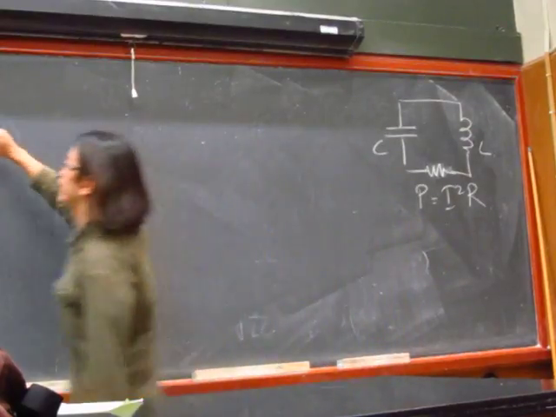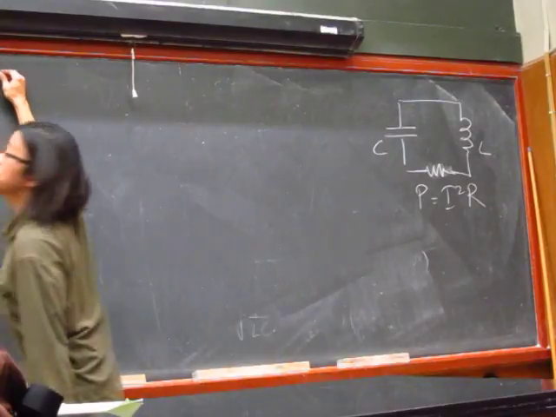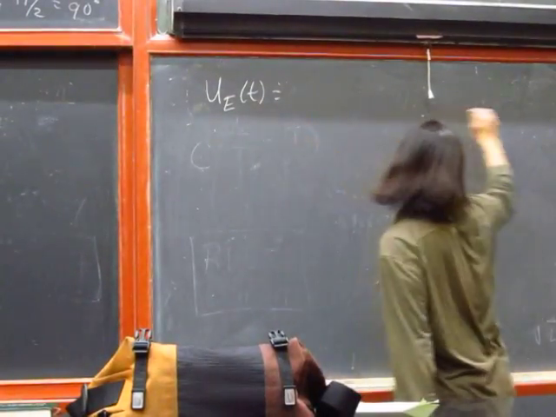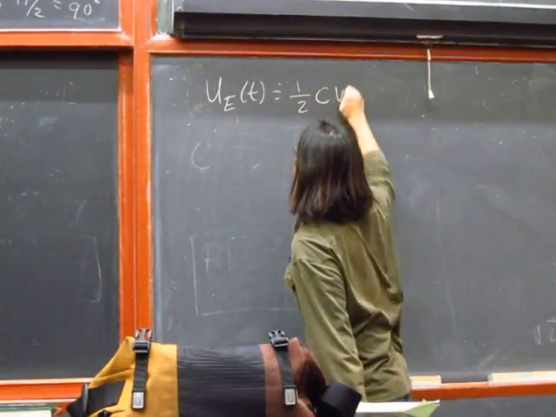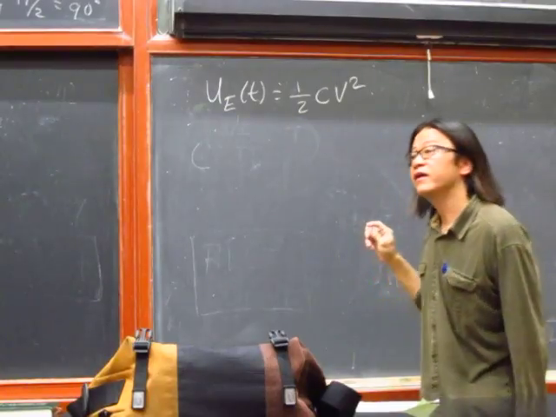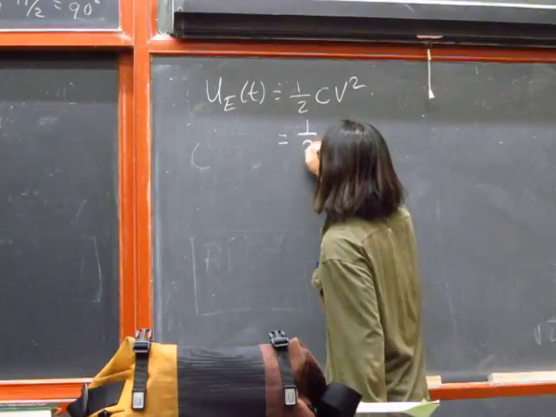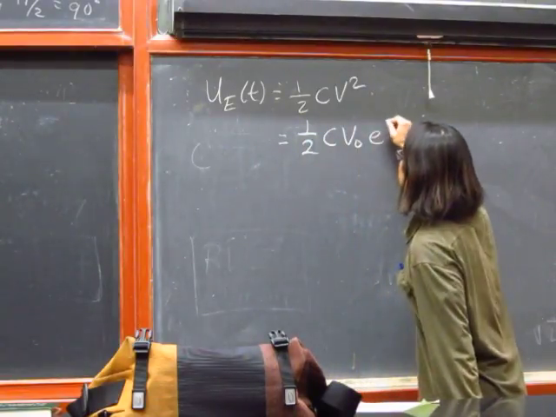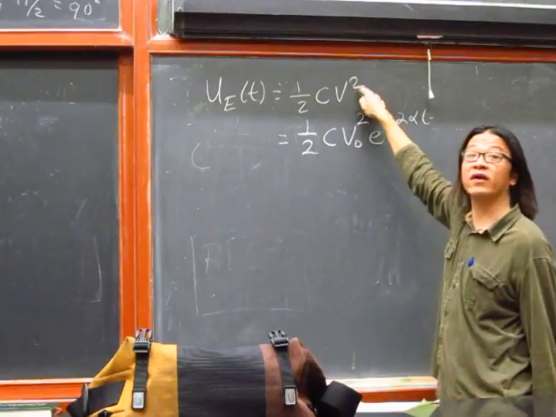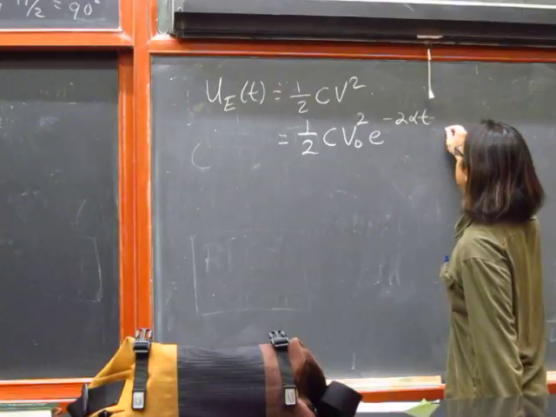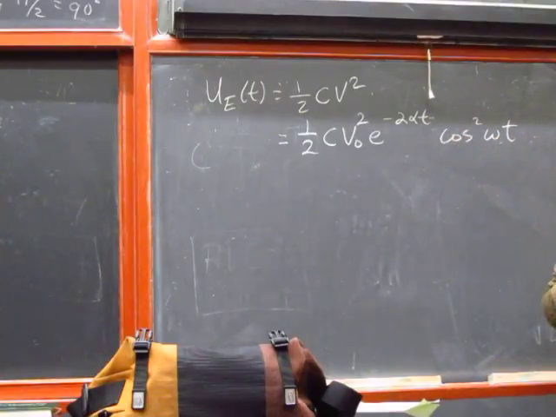And let's look at the total energy. Total electrical energy as a function of time: the electrical energy is only stored in the capacitor, right? It's just 1/2 CV squared. Okay. So if you do all the math, you'll find that this is going to be equal to 1/2 C V naught squared e to the minus 2 alpha t, because now this is V squared, right, times cosine squared omega t.